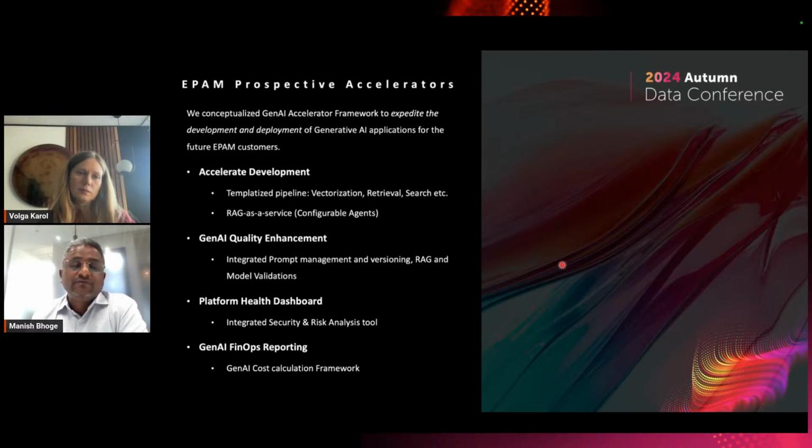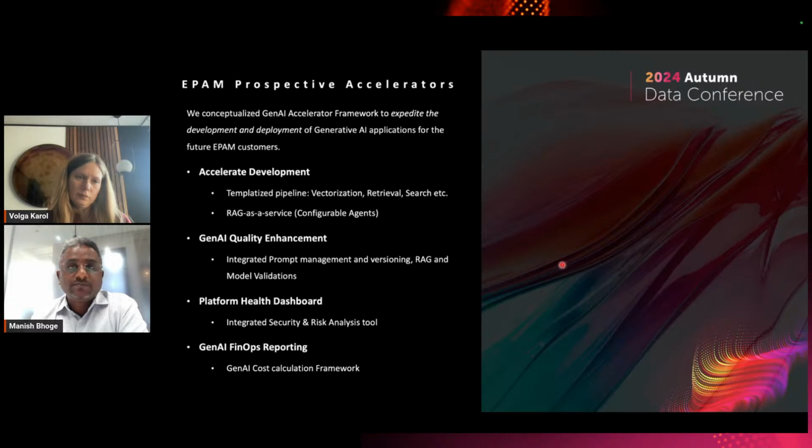We can very well give that kind of pre-built pipeline to other customers in terms of their prompt management and the versioning, as well as doing this vectorization, retrieval, and the search, right? So basically adding the prompt management and the versioning to the whole RAG implementation.